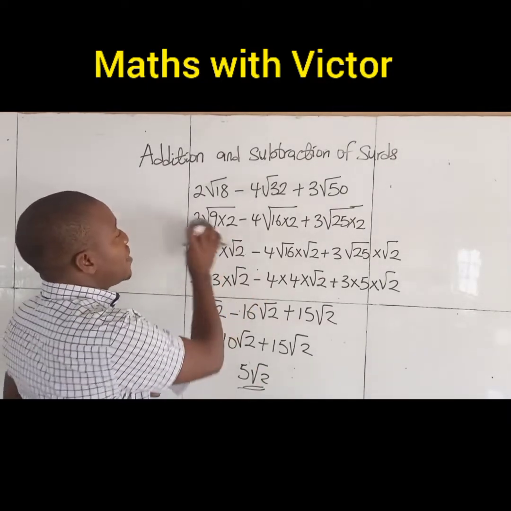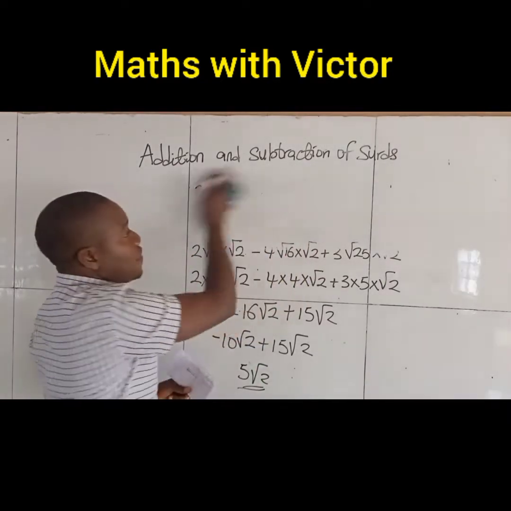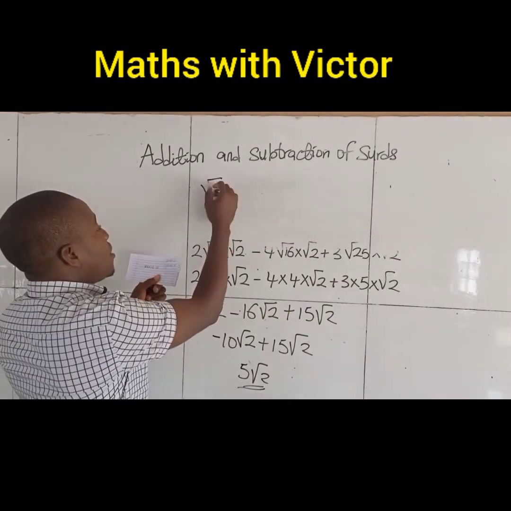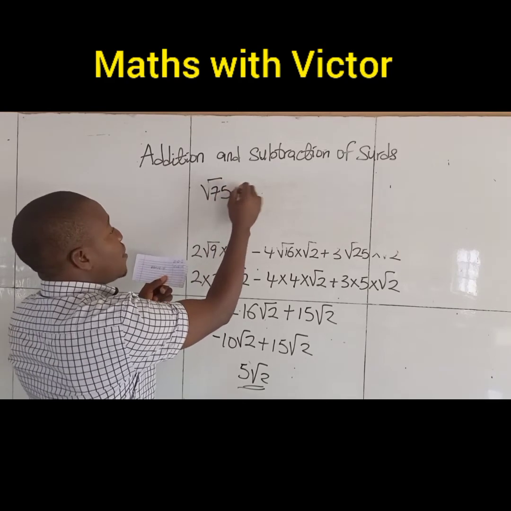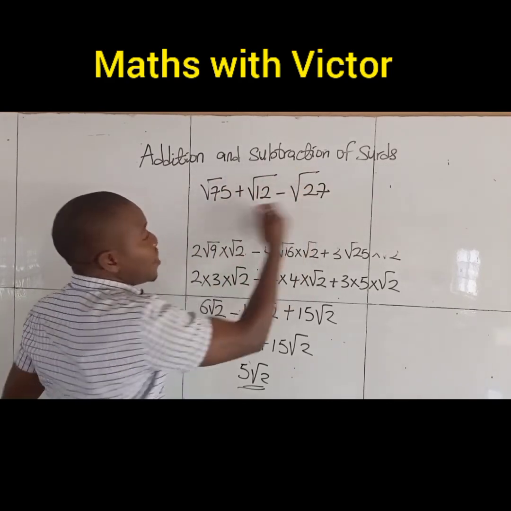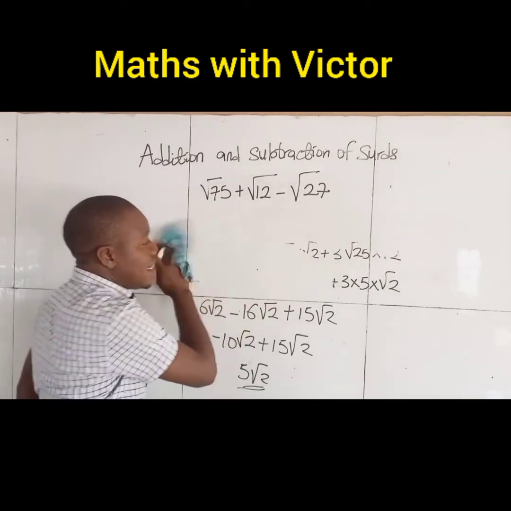So I will leave you with this quickly. Remember, if I'm too fast, you can always pause the video. So you solve this: square root of 75 plus square root of 12 minus square root of 27. Simplify this and leave your answer as a comment.